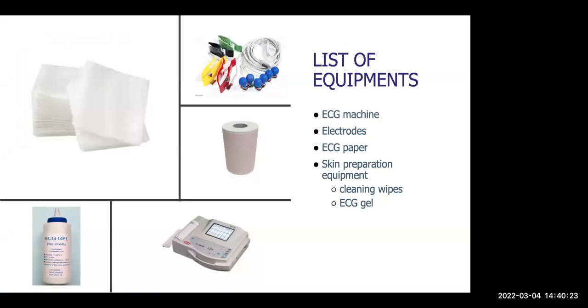For ECG equipment, first of all, we must take the ECG machine, and then the electrodes, the limb leads, and also the precordial leads, ECG paper, and also the ECG gel for placement of electrodes, and also cleaning wipes after the procedure.